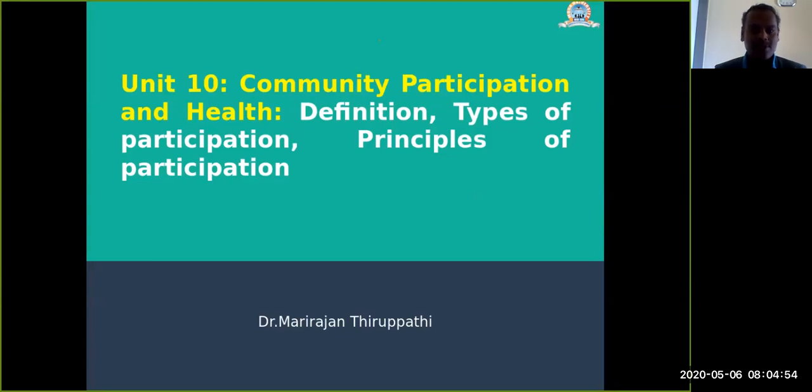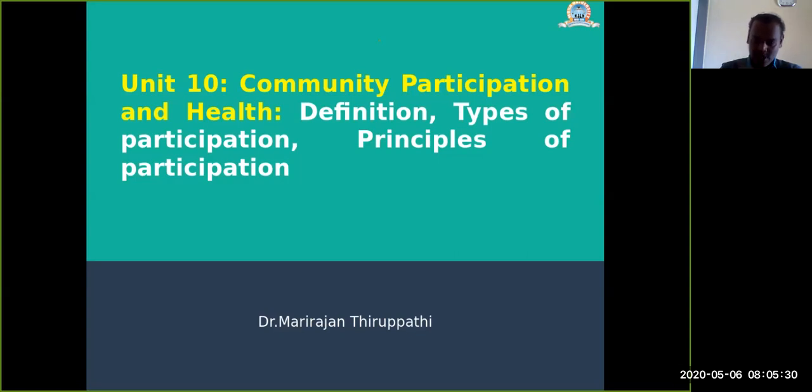Today we are going to continue with our Unit 10, public health. Unit 10 is community participation and health. Under community participation and health, we are going to study the definition of community participation, various types of community participation, and principles of community participation. There are three factors we are going to study: definition, types, and principles of community participation.